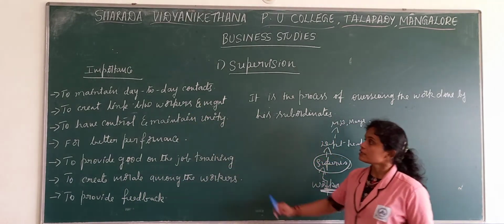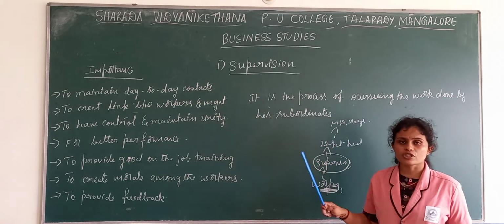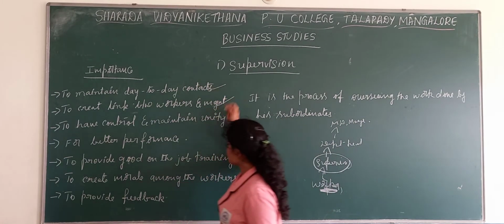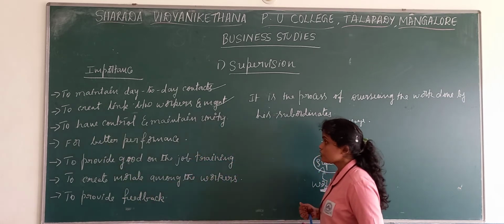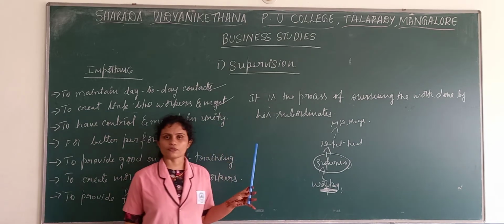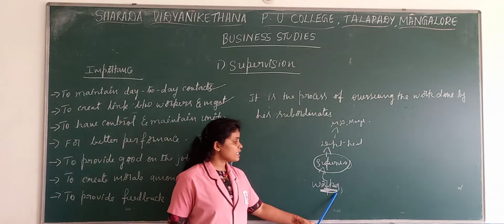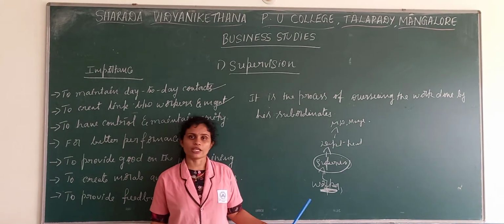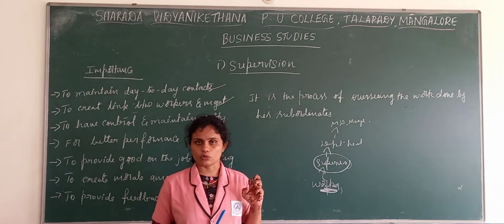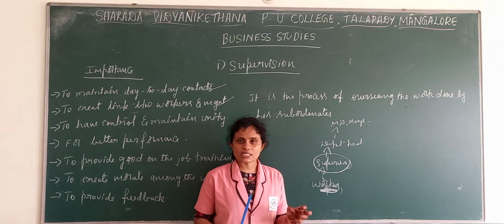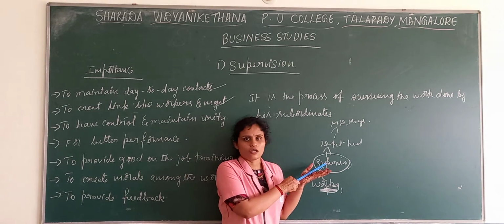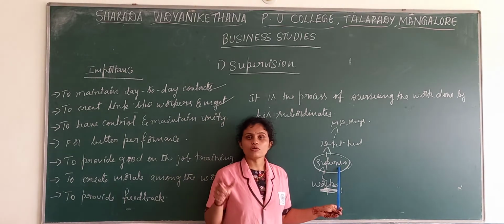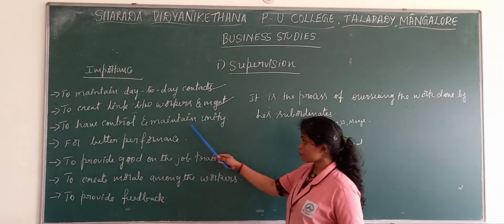So in order to create that, what is important? The function of supervision, and who performs that supervision, is important. Then the third one: to have control and maintain unity. See, it is the duty of the supervisor. He has to control the group of workers. He will not have only one or two workers; he will have many workers below him. So he has to have good control over them. If he doesn't have proper control, these workers will not listen to his words. At any cost, these workers have to listen to his words.